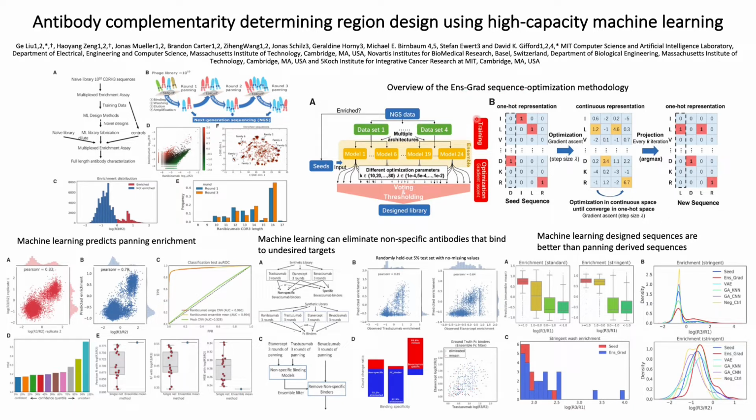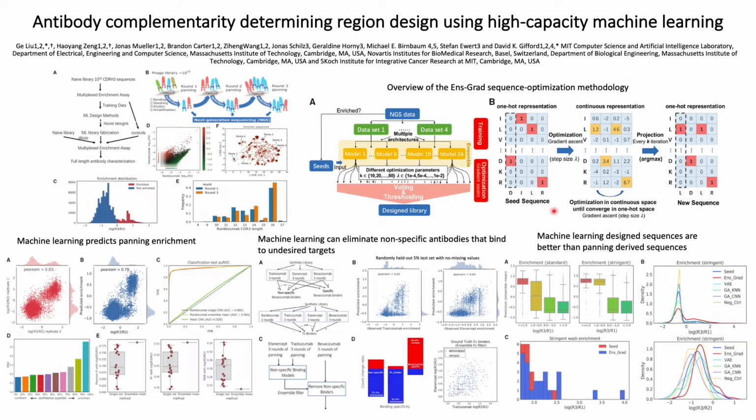So the first part is training. They have their NGS data. They train their ensemble models, and once the model is trained, they fix their model parameters, and then they use a seed sequence as input and use those parameters to generate a new sequence. So again, here shows how they generate a new sequence.